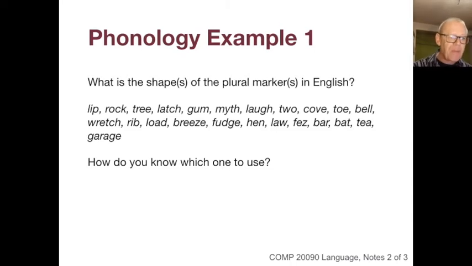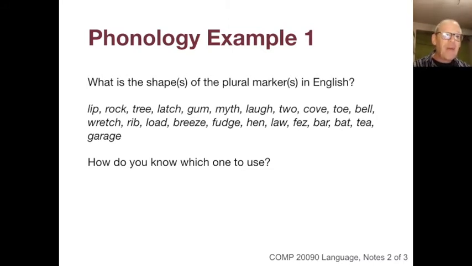Zzz, a buzzing. So now we've got two plural markers. Rocks, trees. So z. Latch, latches. That's a third one. Uz. It gets a whole extra syllable. Trees and rocks didn't increase the number of syllables, but latches does. So now we've got s, z, and uz.